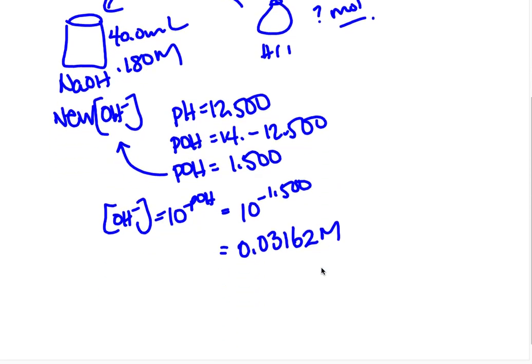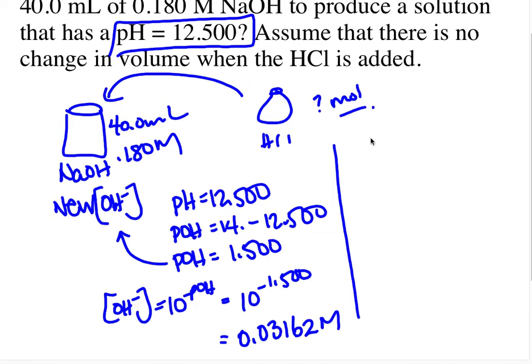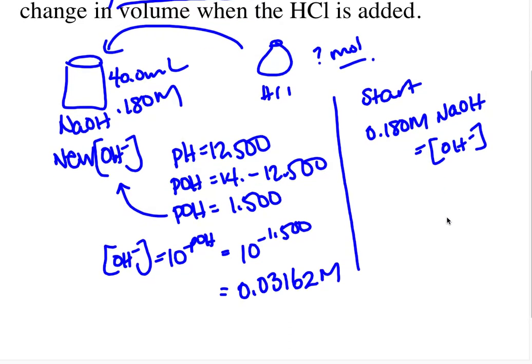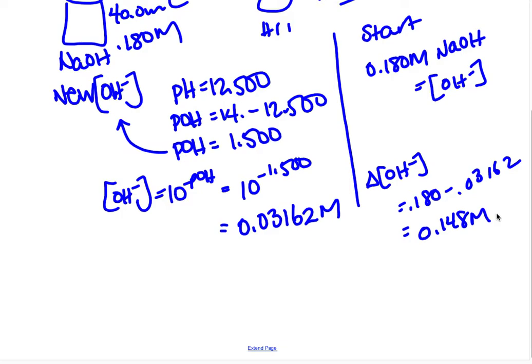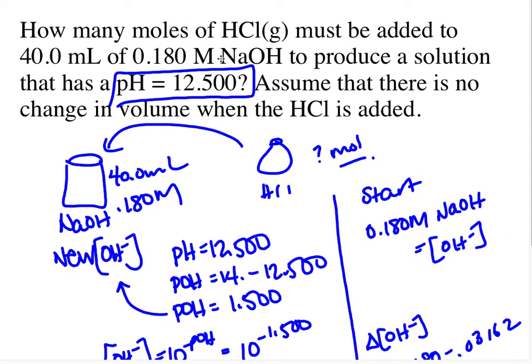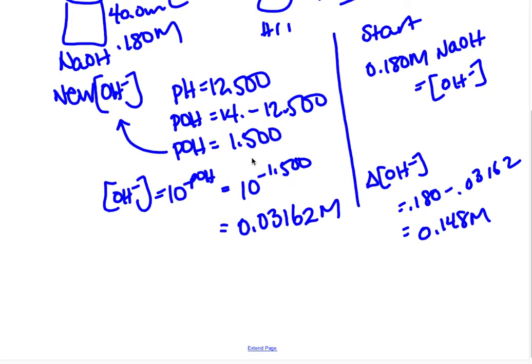Where did we start? We started with 0.180 molar NaOH, which means this is also equal to the concentration of the OH minus. So how much has it changed? Our change in OH concentration, we need to subtract the two of those. So we have 0.180 minus 0.03162. Our change in OH is 0.148 molar. Now, why did we have that change? We had that change because we added acid to it. So we're adding the HCl to the NaOH in order to make it become less basic, to decrease the concentration of our OH that is in there.